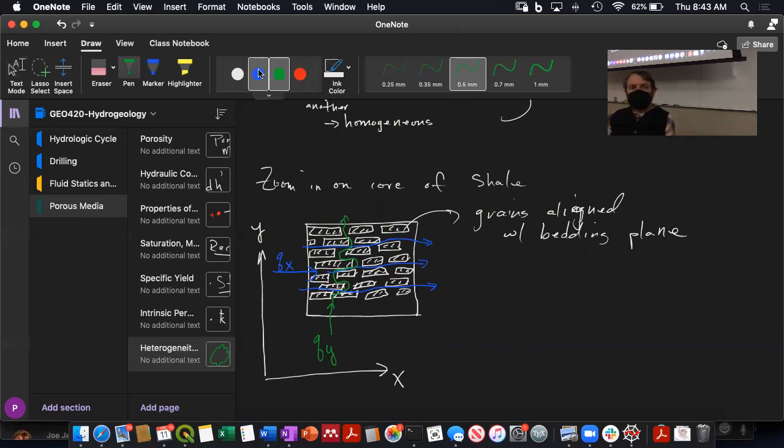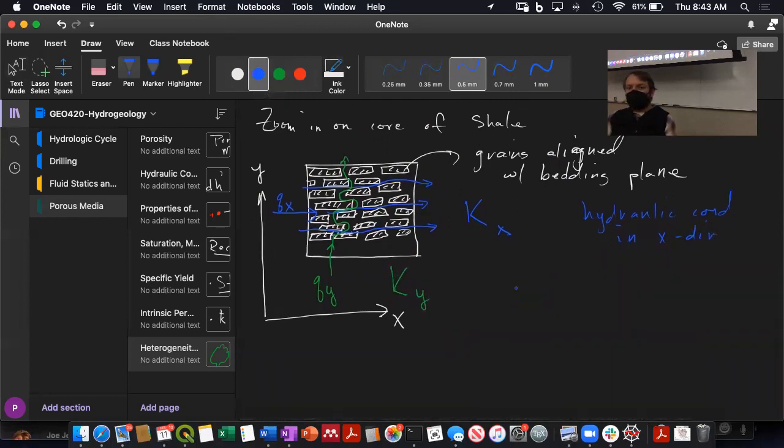So let's say here that I think about the hydraulic conductivity in the x direction. So Kx, hydraulic conductivity for flow in the x direction, right? And that's along bedding. So along bedding here, do you think this is higher or lower than hydraulic conductivity in the y direction? Yeah, in a shale we might expect Kx to be greater. In fact, maybe even much greater than Ky. All right. But the main point here is that Kx is not equal to Ky.